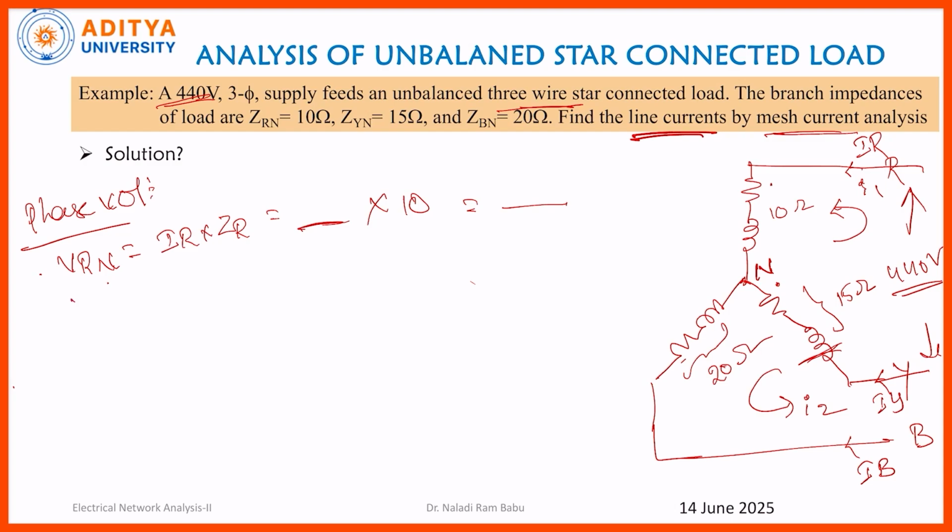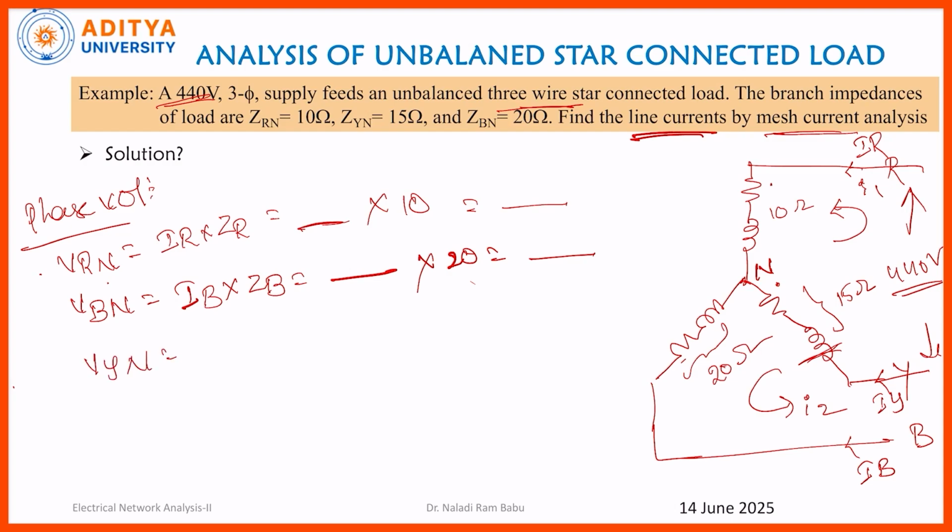In a similar manner, in the next case VBN. The current flowing through this VBN phase is IB and the impedance across it is ZB. In the previous one we got I2 is equal to minus of IB. Write down that value and the value of ZB here, calculate it and write down the phase value of VBN.